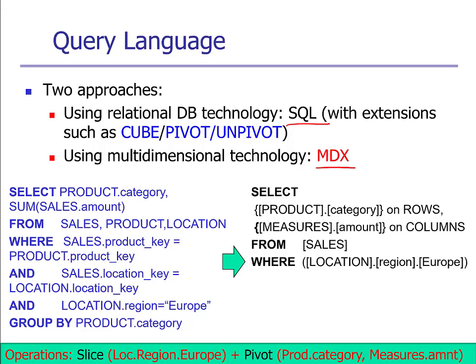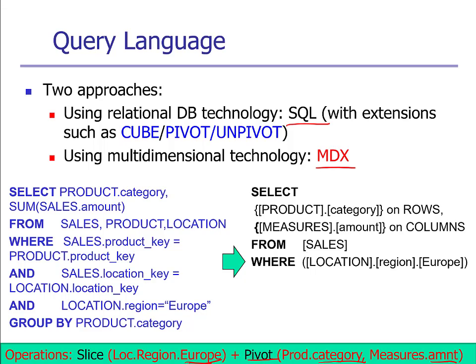So assume that the operations we want to do is a slice on Europe, and then a pivot on category and amount. The left-hand side is SQL and the right-hand side is MDX. For MDX, it's even more straightforward than SQL.